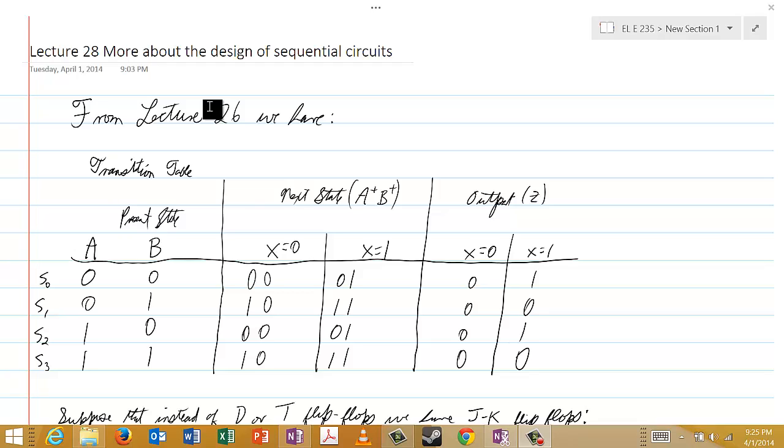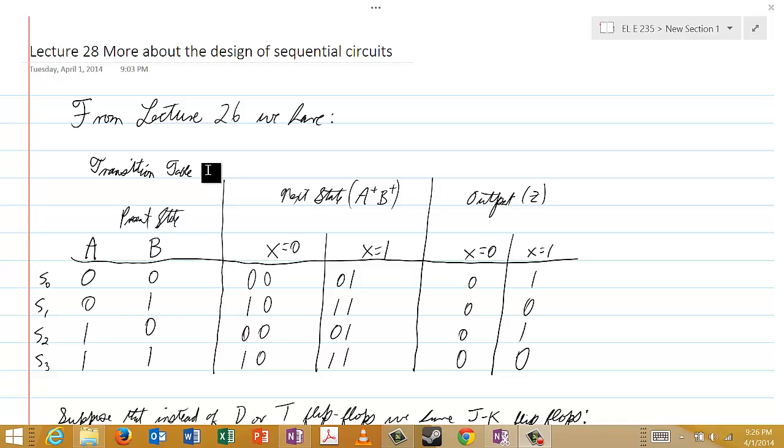Well, today, in this lecture, we'll consider how we might go about designing this circuit using JK flip-flops. And we'll see some new wrinkles that will arise when we use the JK flip-flops rather than D or T flip-flops. So let me just remind you of what we did from the description of the problem. In other words, we want to detect the sequence 0, 1 and output a 1 in that case, but a 0 in all other cases.